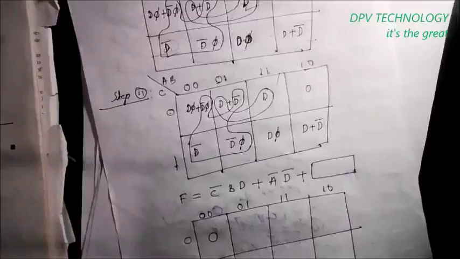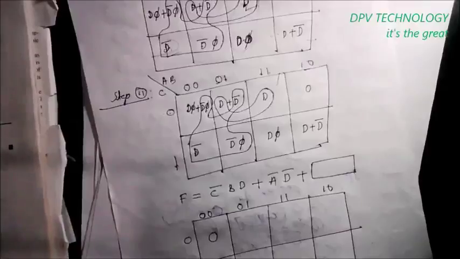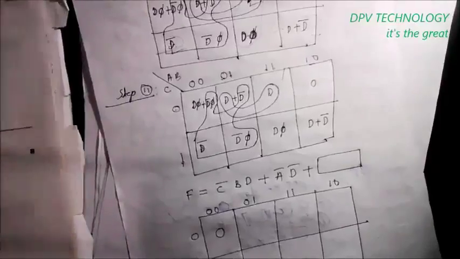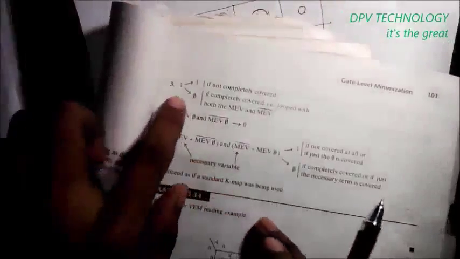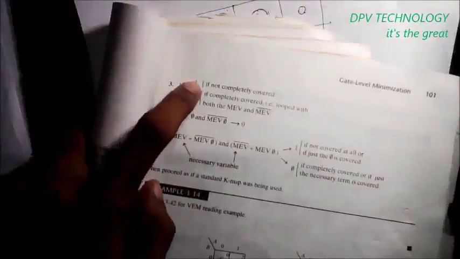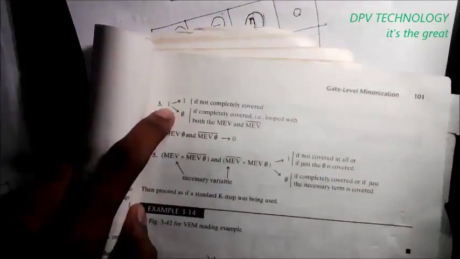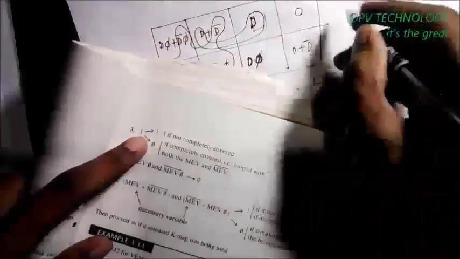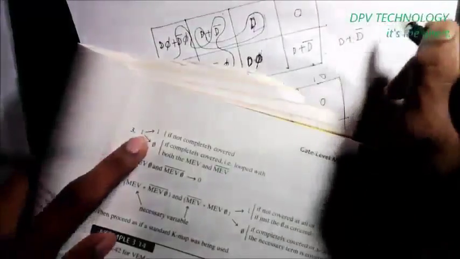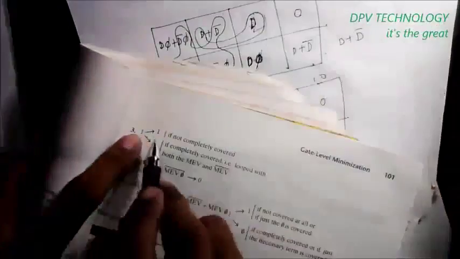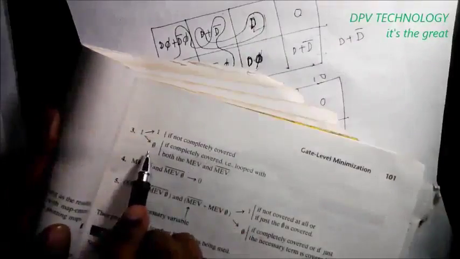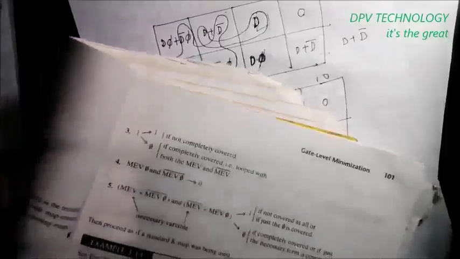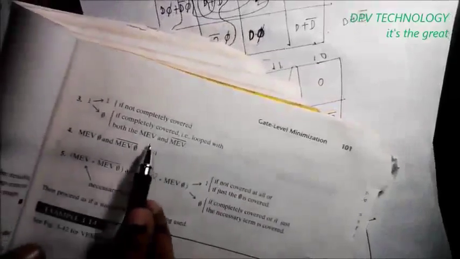Then in rule 3 you can see it is given as 1. I am going to show you the book here. 1 will become 1. 1 means this is D or D bar. I have told you that you have to write 1 as D or D bar. So D or D bar will become 1 if not completely covered, or it will become don't care if it is completely covered, or look with both MEV and MEV bar.